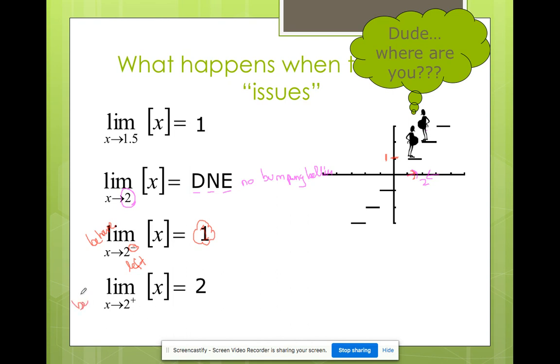But what is the behavior of the function as x approaches 2 from the right? As I approach 2 from the right, this range walker, her feet are at a level of 2. Notice that when the behavior at the left does not match the behavior from the right, the overall limit does not exist, and the graph behavior has a discontinuity.